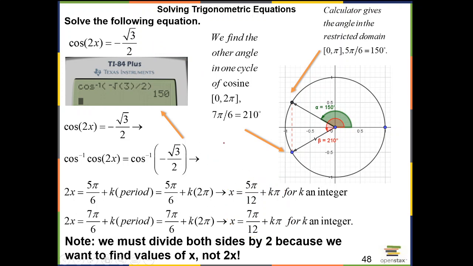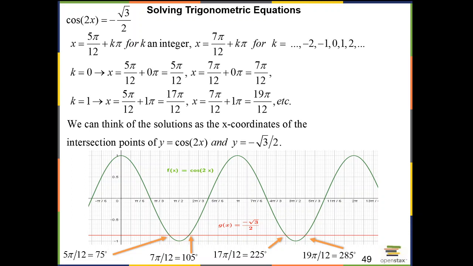All right. Now, if you think about this equation, you can think of it as y equals cosine 2x and y equals negative square root of 3 over 2 as two separate functions. Now, if you graph y equals cosine 2x, you get this right here. See? We get this graph. And if you graph y equals negative square root of 3 over 2, we get this horizontal line here.